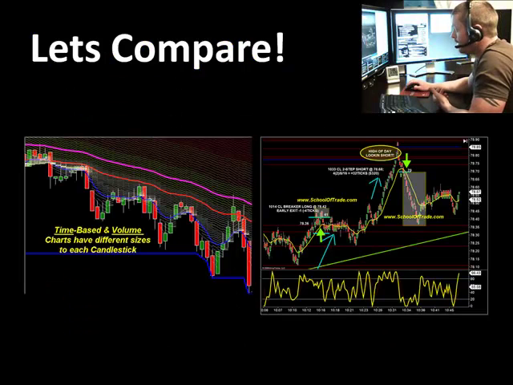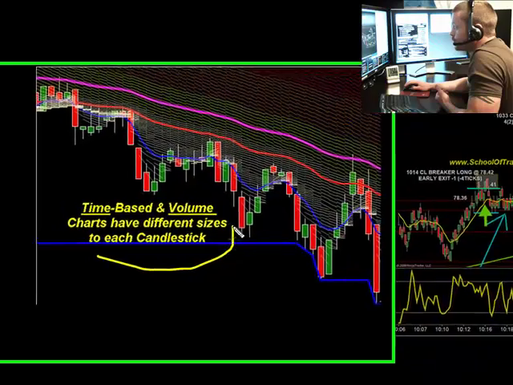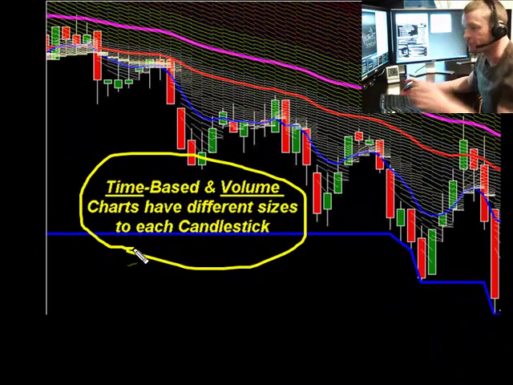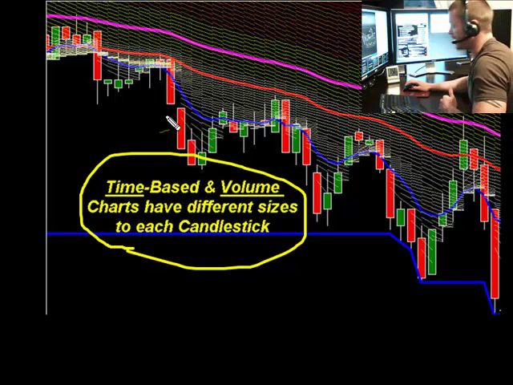Now let's compare a little bit between the two, and we'll look at what are the major differences between a time chart and a range chart. Well, I'll zoom in for you guys here. Now, here on the left side, here's your time and volume charts. As you can see, guys, we have different sizes for each candlestick, right? See how some candlesticks are maybe 5 ticks of range, while some may be as big as, over here, right?